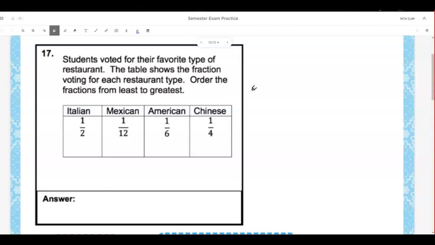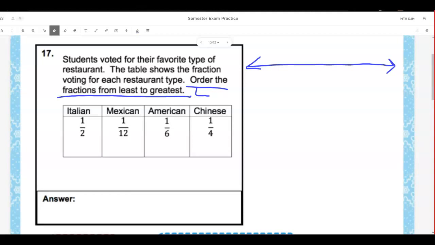Not your fight there. Okay, students voted for their favorite type of restaurant. The table shows the fraction voting for each restaurant type. Order the fractions from least to greatest. Okay, so there's more than one way to do this. We're going to start by making a number line. And I'm also going to make a fraction bar out of this rectangle where the word answer is.